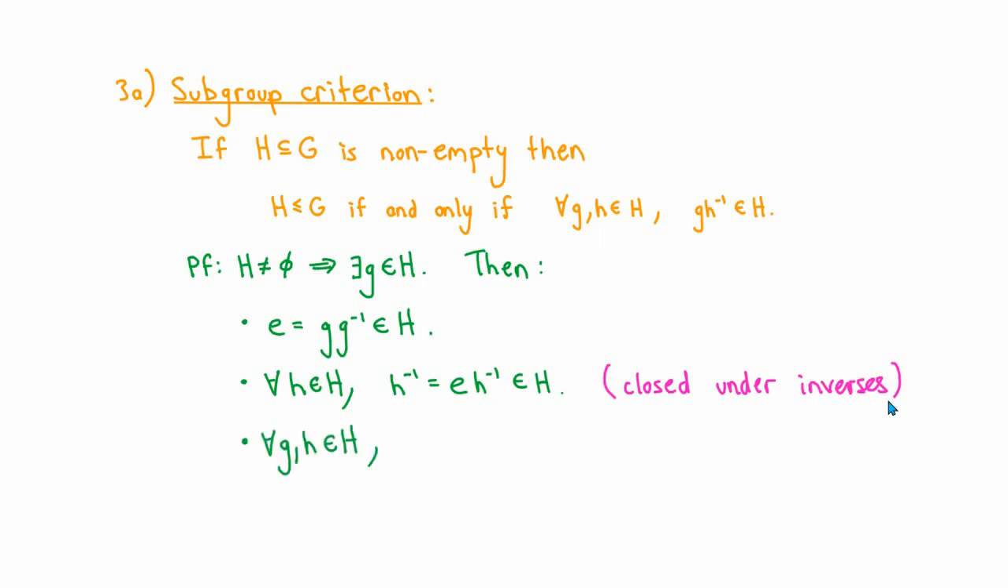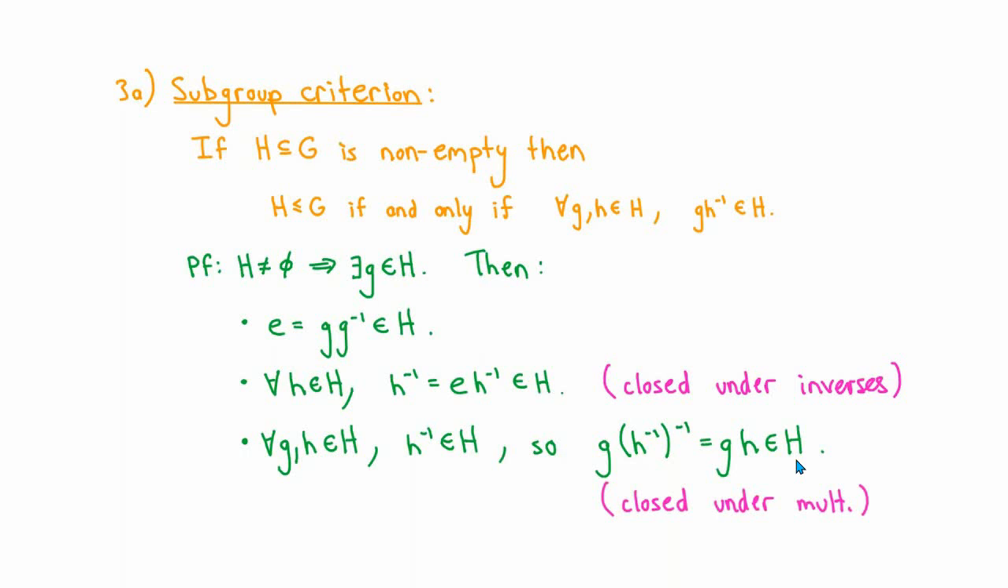Now finally, to see why H is closed under multiplication, let's suppose that g and h are two elements of H. Well, since we already know that H is closed under taking inverses, that means that h inverse is also an element of H. And what I'd like to do now is to apply the condition on the right-hand side here with g equals g and with h equals h inverse. That gives me that g times h inverse inverse is an element of H. But since h inverse inverse is just h, that guarantees that g times h is an element of H, which means that H is closed under multiplication and is therefore a subgroup of G. That establishes the statement of the subgroup criterion.